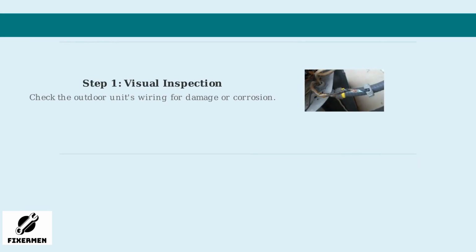Begin diagnosing the E5 error with a systematic approach. First, visually inspect the outdoor unit's wiring for any signs of damage or corrosion. Look for exposed wires, burnt insulation, or corroded connections that could cause excessive current draw.